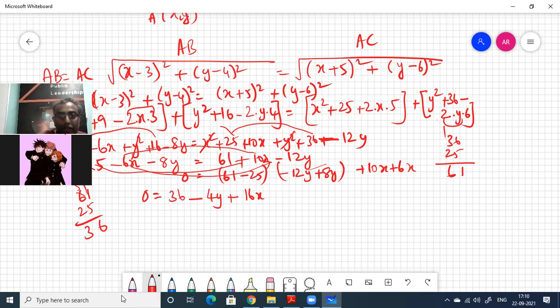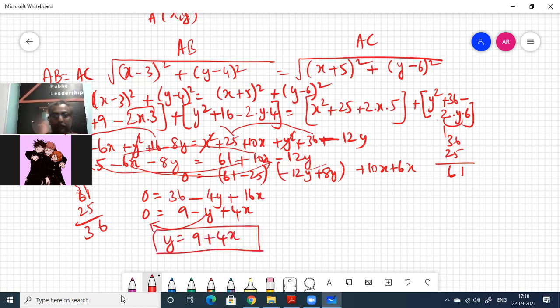Now divide by 4: 0 is equal to 9 minus y plus 4x. What he's asking is to find the relation between x and y. So you take y to this side: y is equal to 9 plus 4x. This is all they want. This is the relationship between x and y that they want.